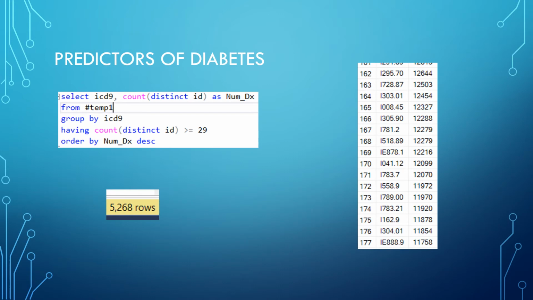A comprehensive set of diagnoses in the data were used to predict the presence or risk of diabetes. There were 5,268 unique diagnoses that occurred 29 or more times. Age was assessed from 40 to 99 years of age. However, gender was not added as a predictor.